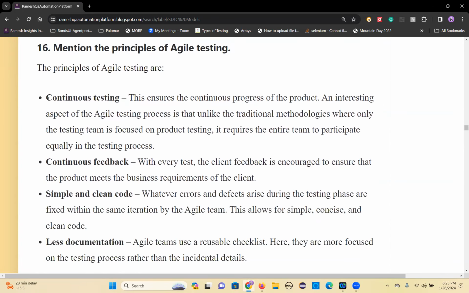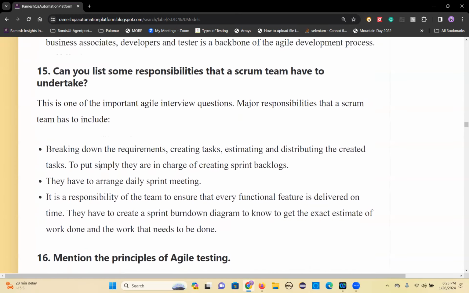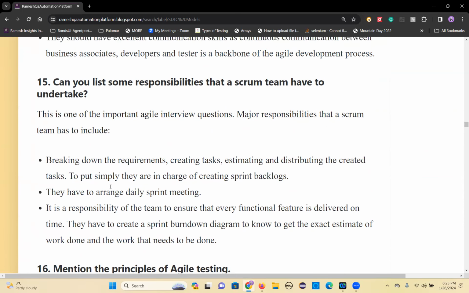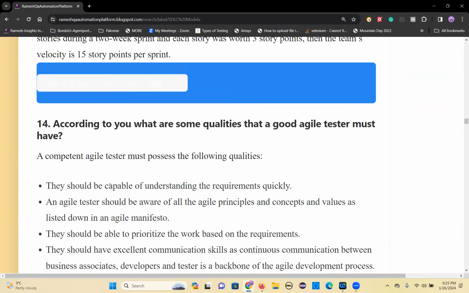Continuous testing, continuous feedback you will get from the client, simple and clean code, because you're taking a small portion and developing that, testing that, and shipping it. Everything you keep doing continuously. So those are the Agile principles, you can tell that. Okay, next, these are not important. Let's move on to the very important one I want to show you here.